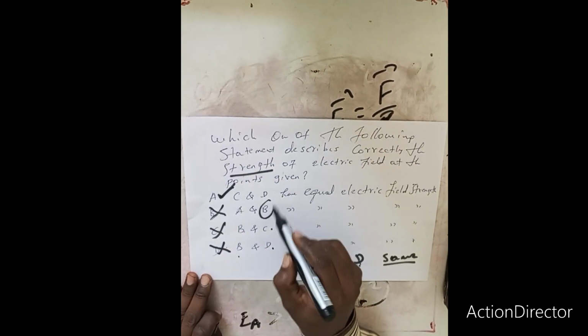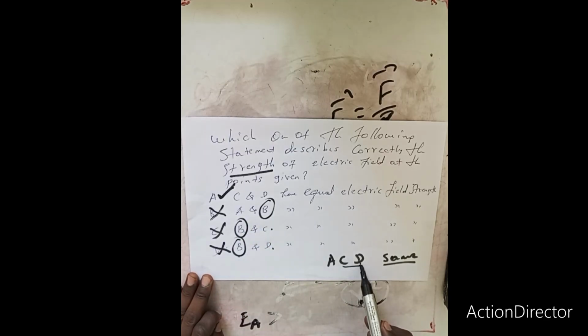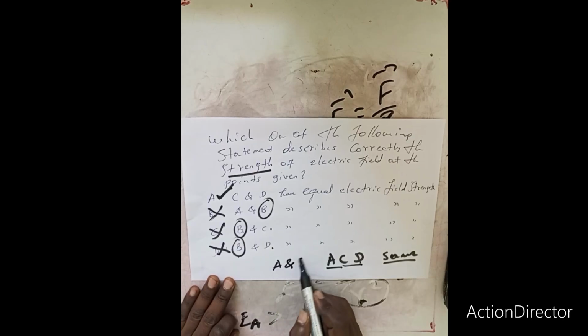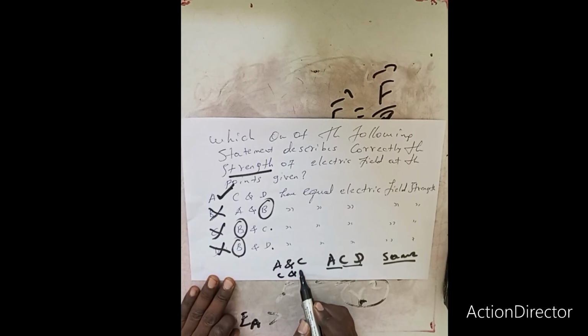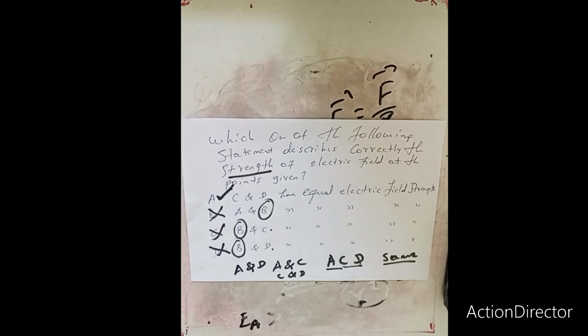There is B here, there is B here, another B here. So only C and D. We can say A and C, C and D, A and D. So these can be the possible answers for the question. Okay, let's see question number 20.